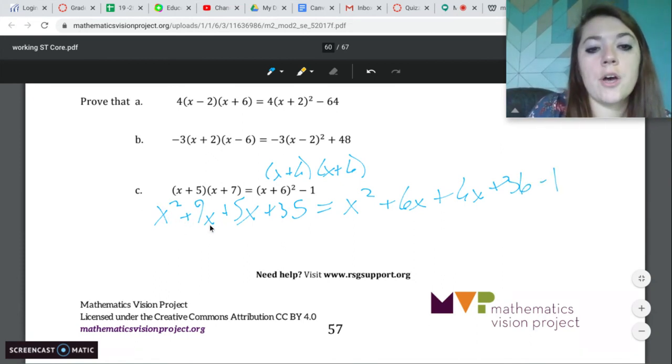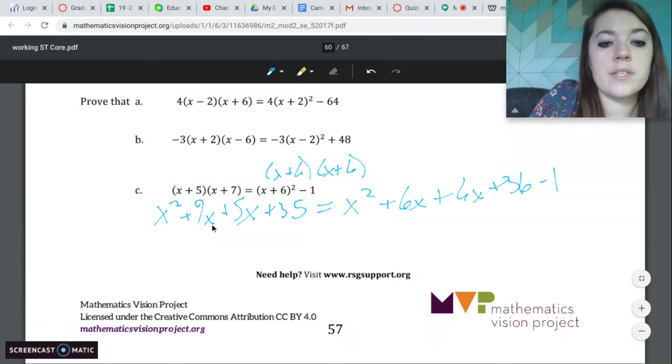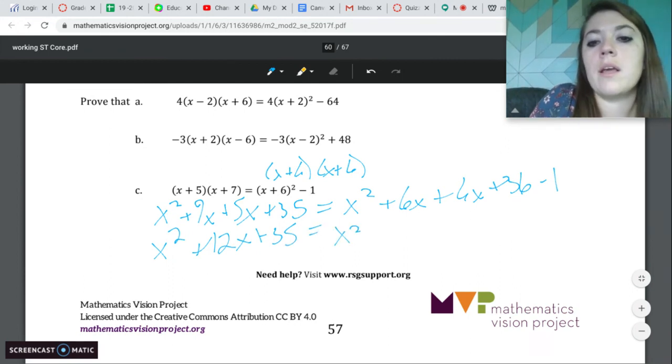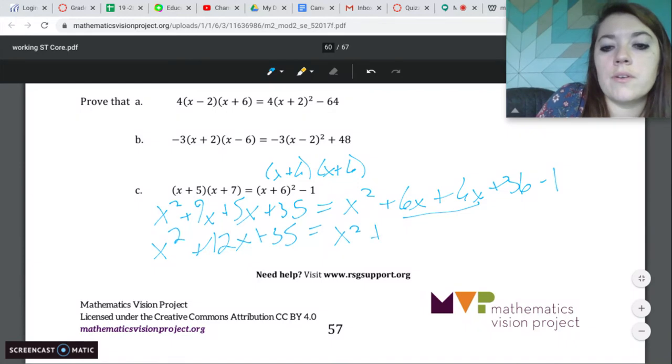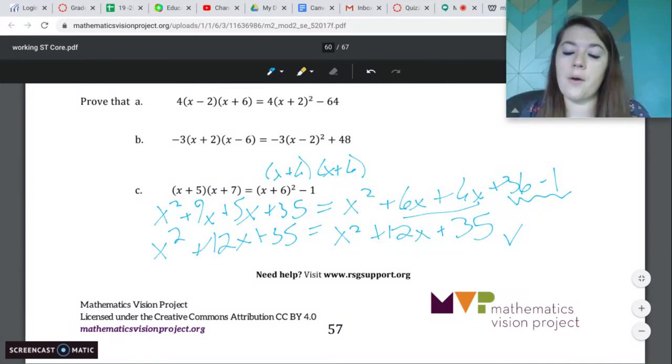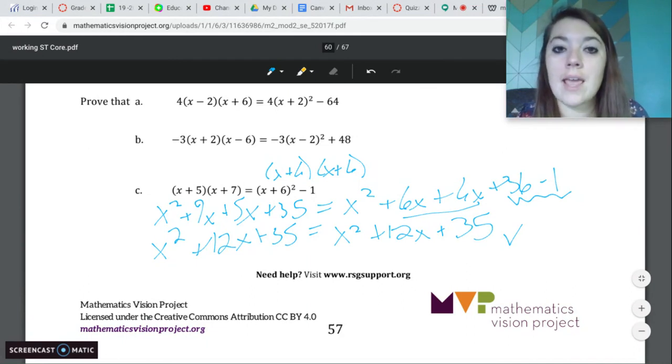Now, we need to combine these. So 7x plus 5x is going to give us 12x, plus 35, equals x squared. Now, 6x plus 6x is also going to give us a plus 12x. And then 36 minus 1 will give us a plus 35. Do they equal each other? Yes, they do. So it works out that they are equivalent to each other. Okay? So that's what you guys are going to be doing for A and B: expanding those out to show that either side of the equal sign is the same.